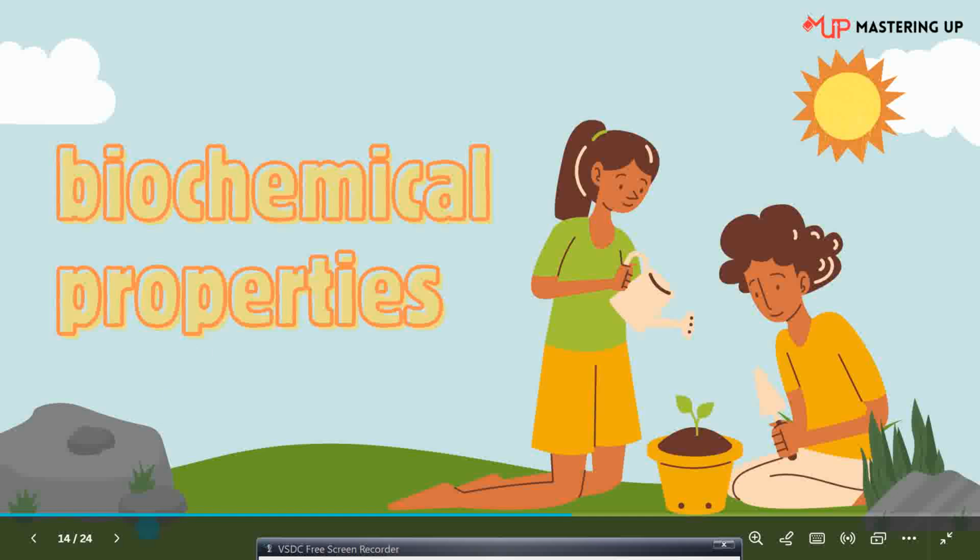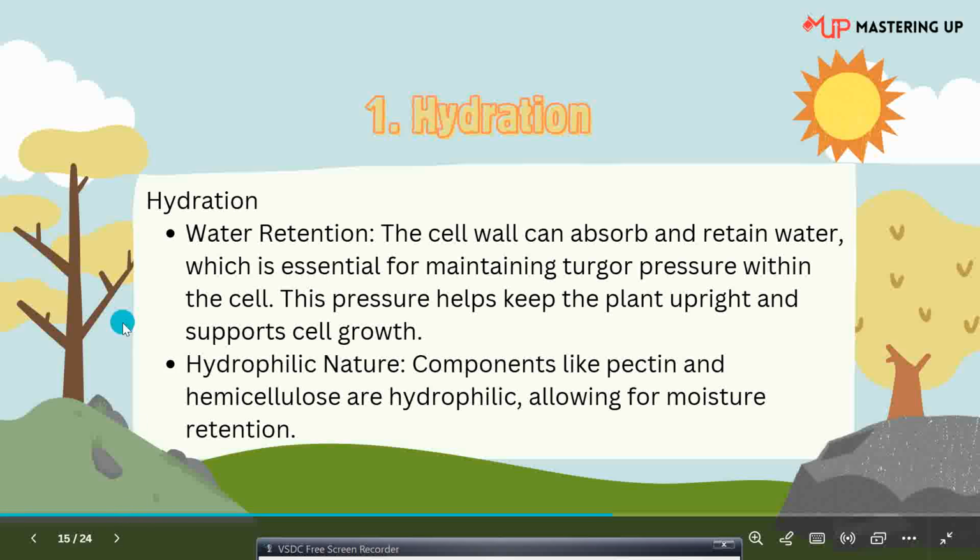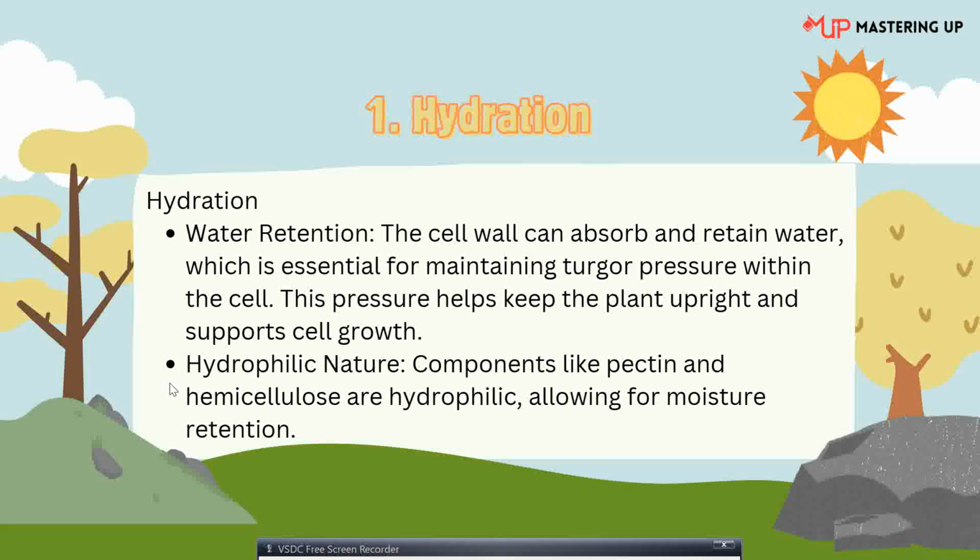Now the biochemical properties. So coming to the biochemical properties, first we have hydration, the water retention. The cell wall can absorb and retain water, which is essential for maintaining the turgor pressure within the cell. This pressure helps the plants keep upright and supports cell growth. About this turgor pressure, we already learned in the previous class.